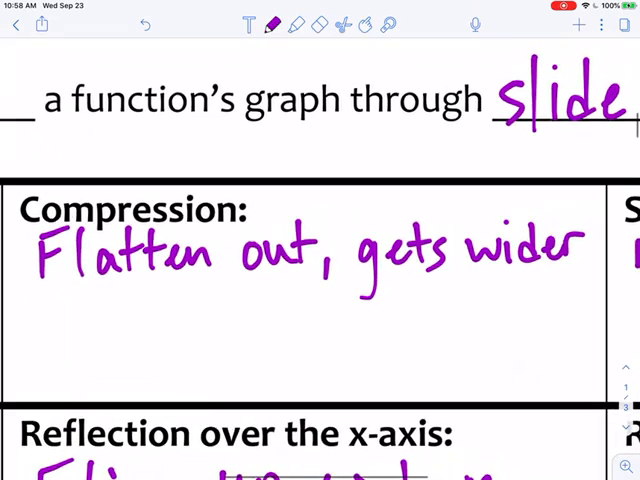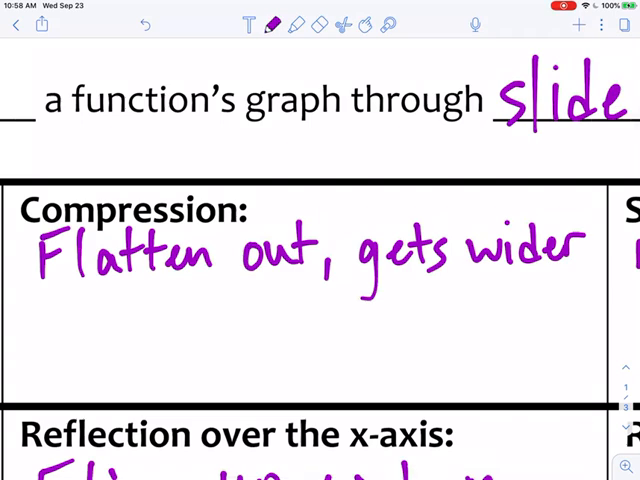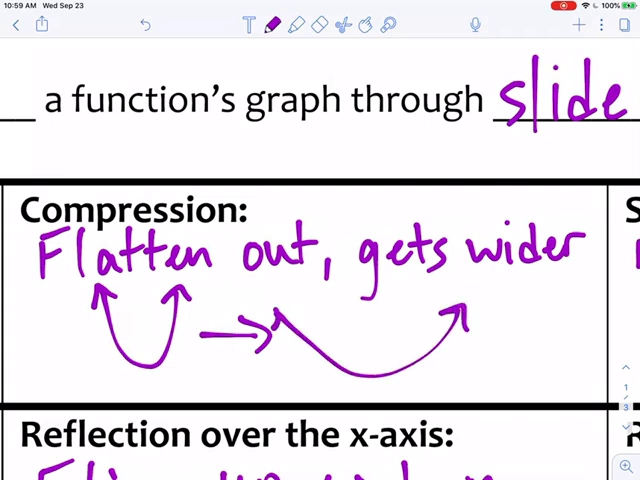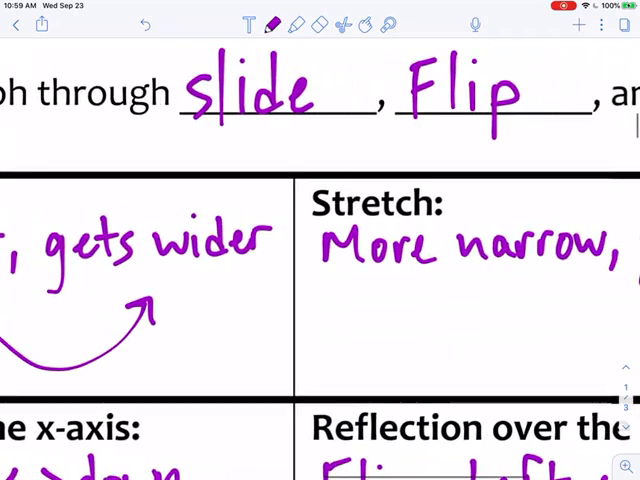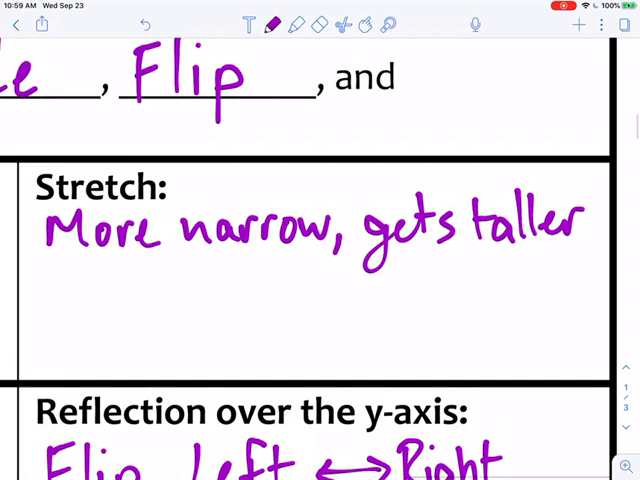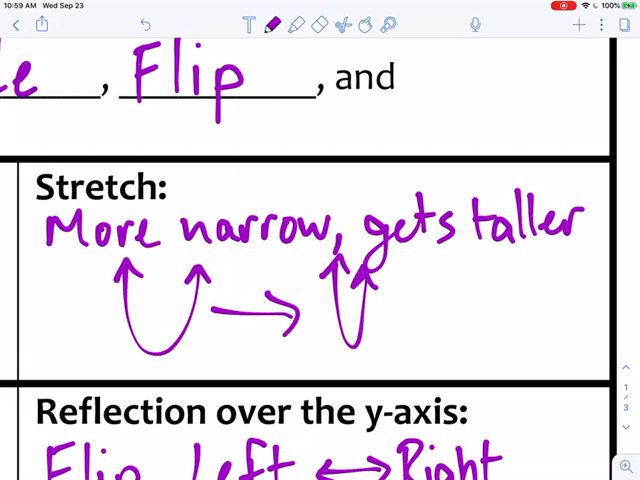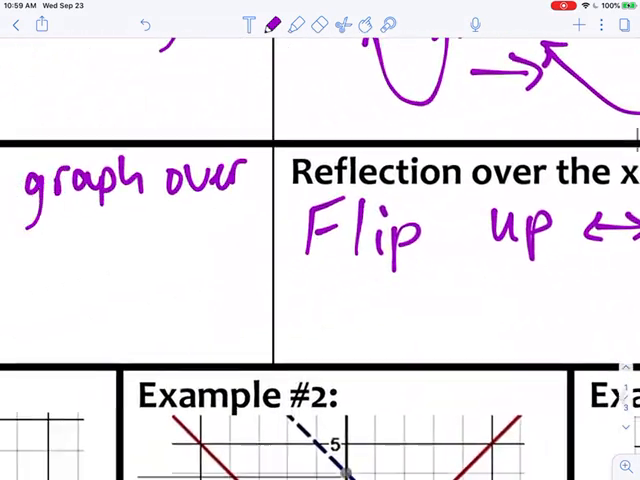When we talk about another translation that's compression or stretch, when I compress, it flattens out or gets wider, so we might see our parent function of a quadratic do this. And if I compress it, it might look more like this. And that slope gets less steep. And when we talk about a stretch, we're talking about the opposite. So if I do my standard quadratic here, our parent function, it's going to get way more steep if we stretch it. It'll look more like this. That slope will get steeper as we stretch.